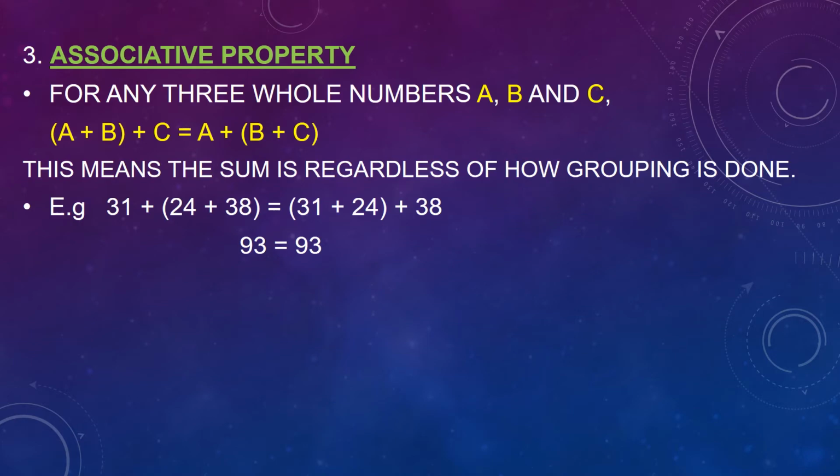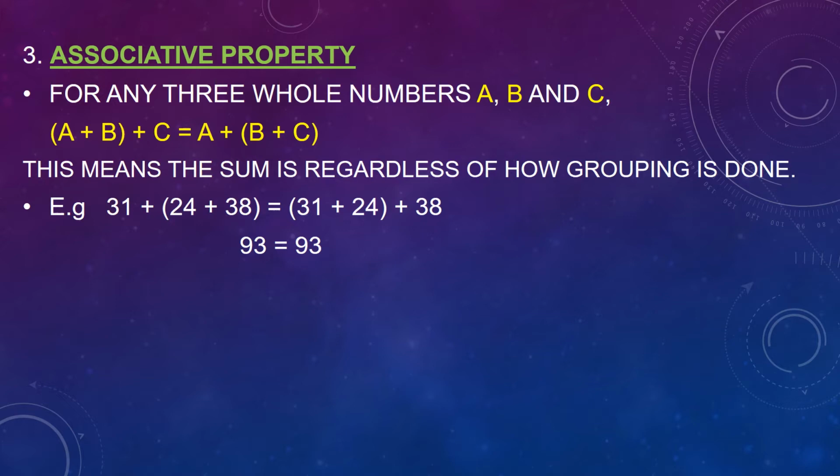Now, the third property is associative property. For any three whole numbers a, b and c, (a plus b) plus c is equal to a plus (b plus c). This means the sum is the same regardless of how grouping is done. Example, (31 plus 24) plus 38 is equal to 31 plus (24 plus 38). In both the cases, the result is 93. So, the sum is the same regardless of how grouping is done.